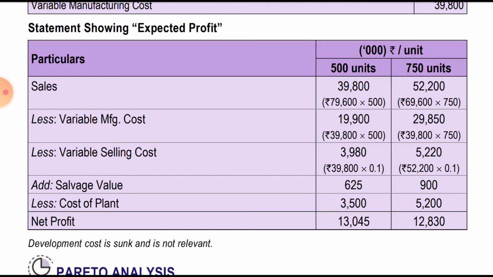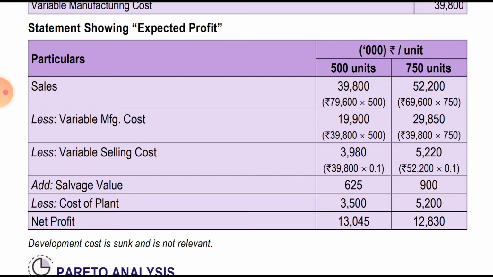So basically what we can see is that when we are increasing our capacity to 750 units, there should be an increase in profit because sales is increasing. But over here the net profit is actually decreasing, from 13,000 to 12,000, from 13 lakh we can say to 12 lakh approx.